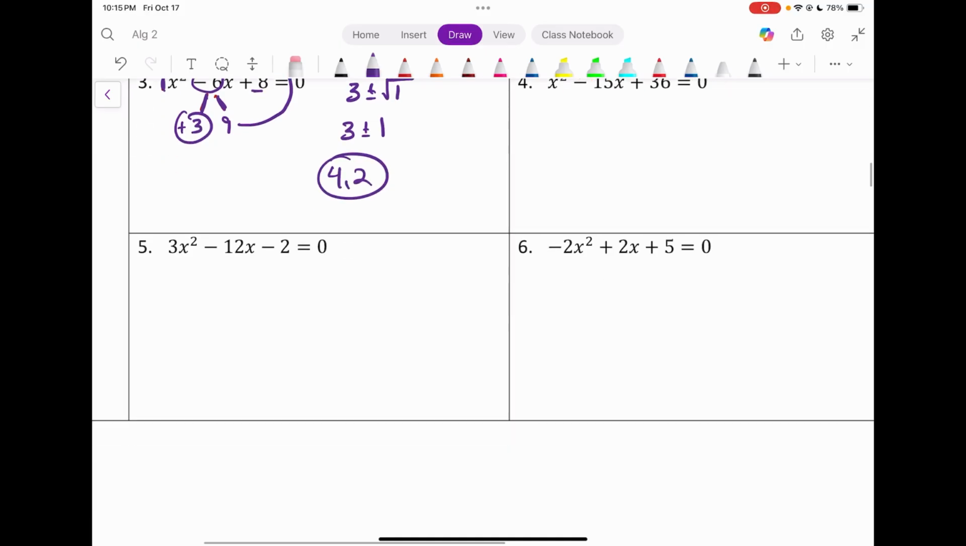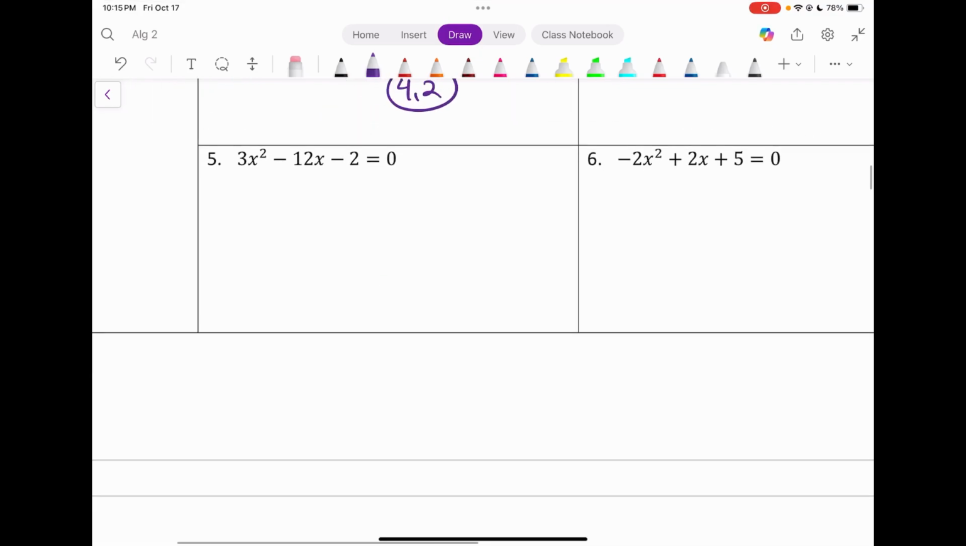Let's work number 5 the same way. Left leg, right leg, head. Left leg is opposite half. Right leg is that number times itself. Head is this number times this number. His left arm times his right arm, which is negative 6.